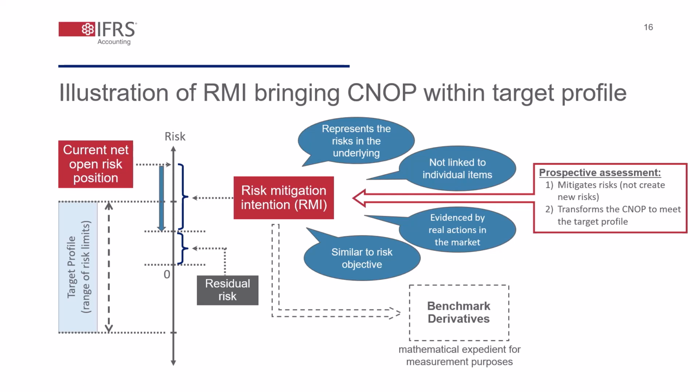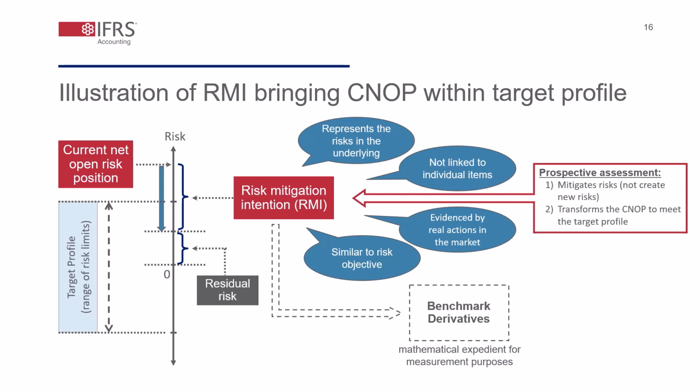There are a couple of unique features about the risk mitigation intention that are worth highlighting as shown on the right-hand side of the slide. Firstly, the risk mitigation intention is a risk exposure within a particular time bucket and could be expressed in an entity's preferred risk metric, for example PV01 or nominal terms.